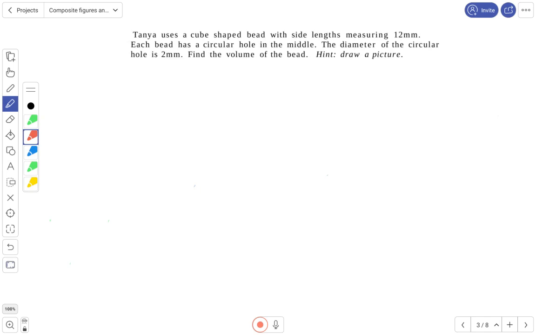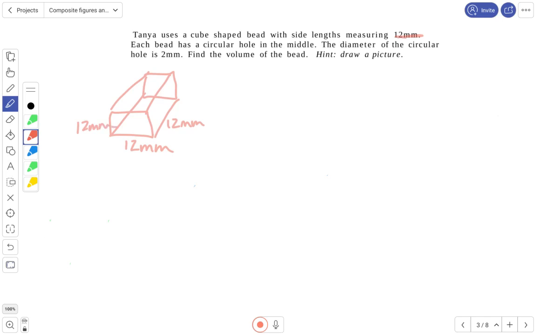All right, the next example says, Tanya uses a cube-shaped bead with side lengths measuring 12 millimeters. So I'm going to do the best I can and draw a cube. I don't think Mrs. McDonald would be impressed with my drawings, but I try. So a cube, remember, all of the dimensions are the same. So 12 by 12 by 12.